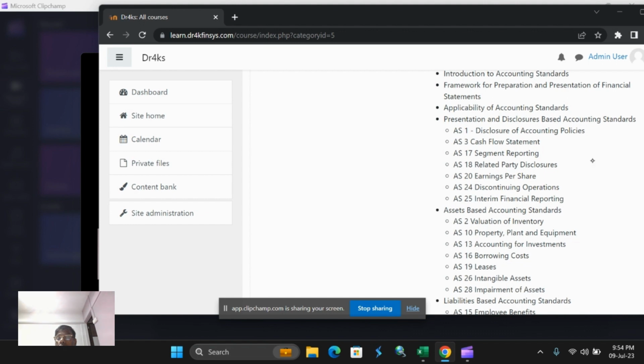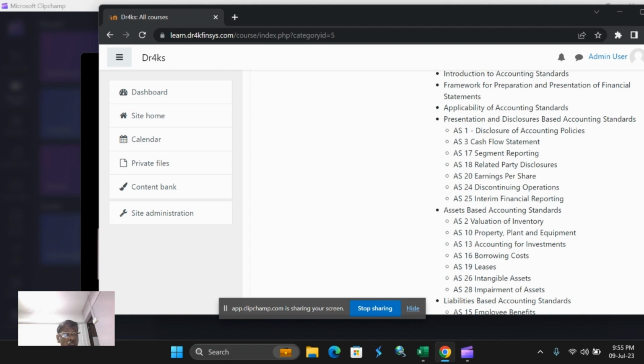So now let me just run through the topics which are included in this subject for the intermediate course. There are roughly about 35 individual topics and 11 major topics. All these 35 individual topics fall under the 11 major topics. The first topic is Introduction to Accounting Standards. The second one is Framework for Preparation and Presentation of Financial Statements. Then the topic is with respect to the scope of accounting standards. What are the entities to which kind of accounting standards are applicable?